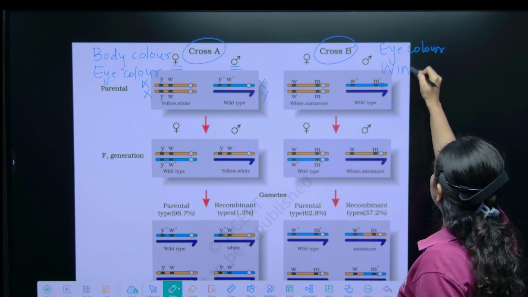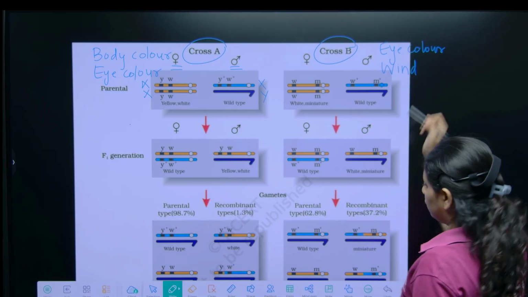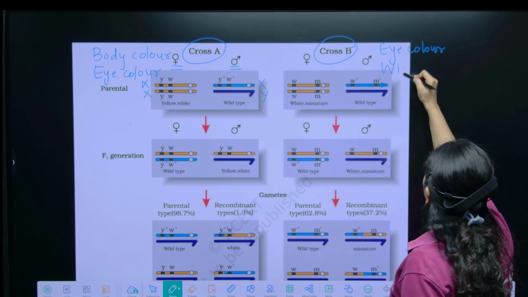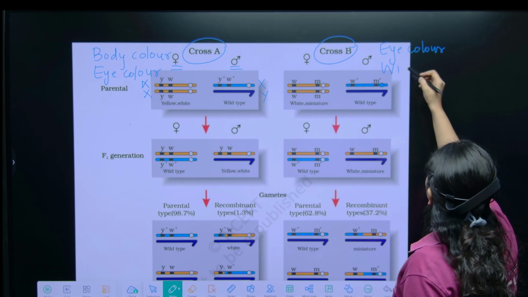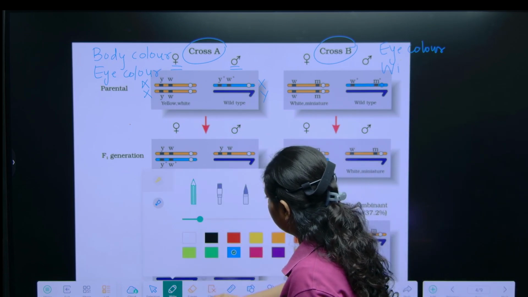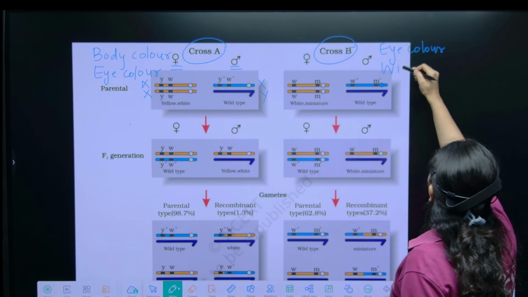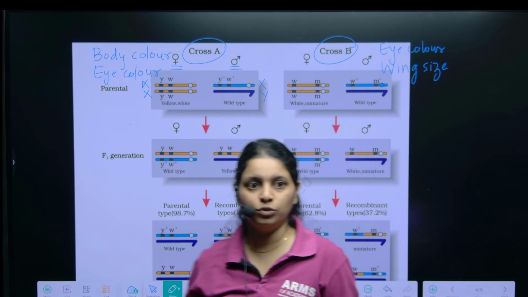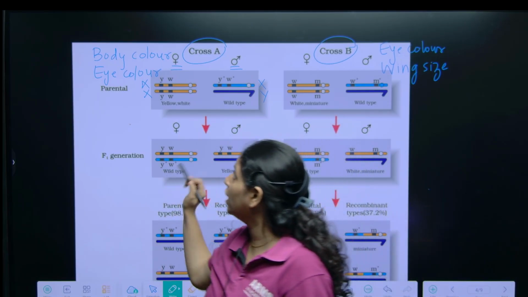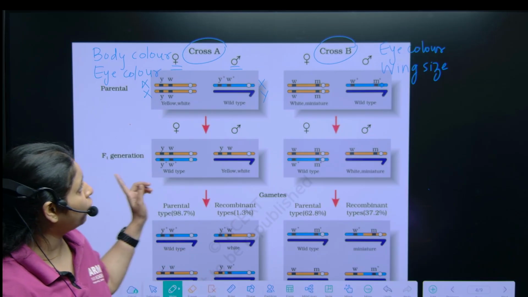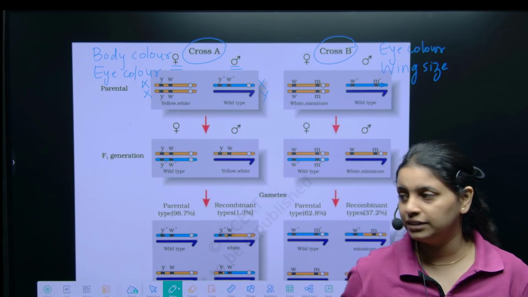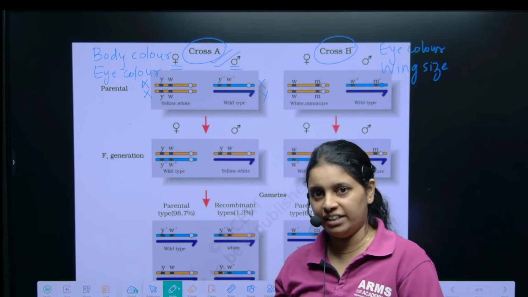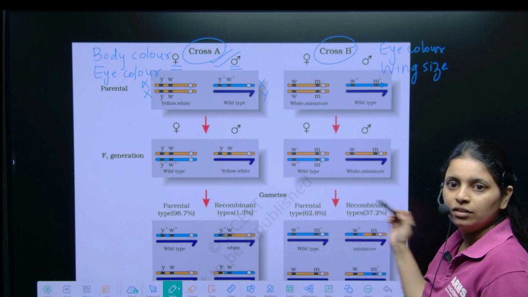So in the cross B, this is also a dihybrid cross, but here the characters which we considered are eye color and wing size. Okay, so these are the two dihybrid crosses. For cross A, we consider body color and eye color, and for cross B, we considered eye color and wing size. Now, what I will do is, I will make this cross A in detail, and then we can easily compare the cross B with it.